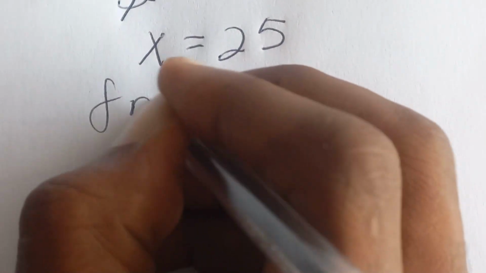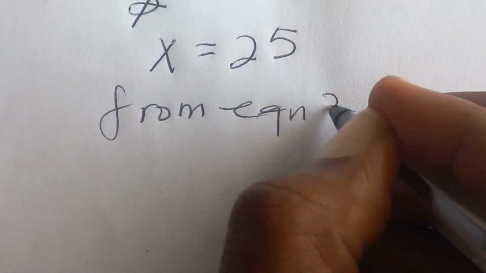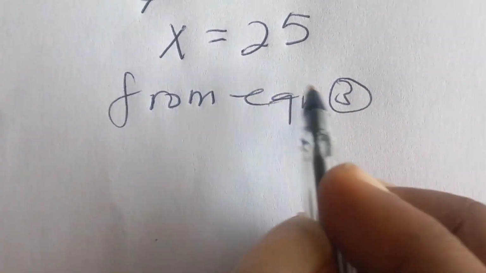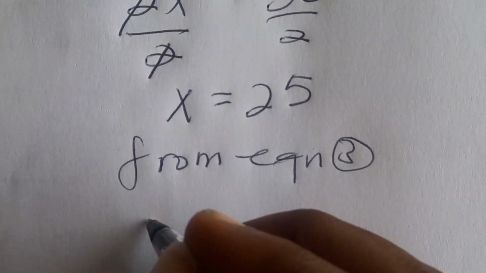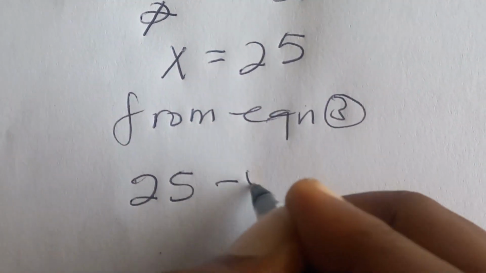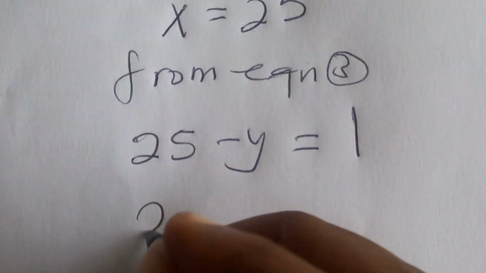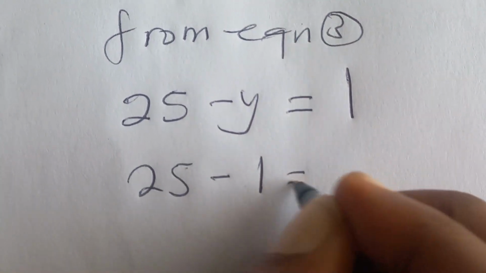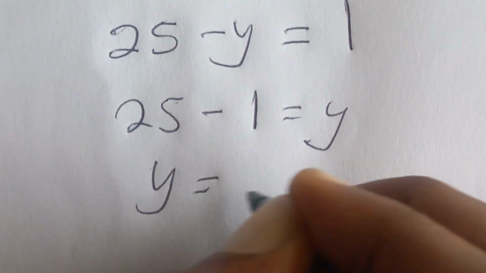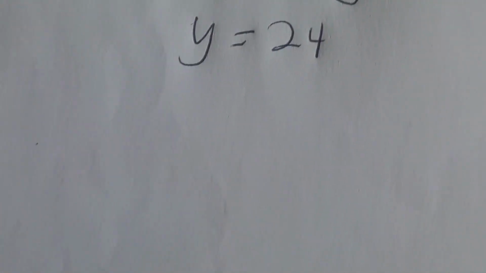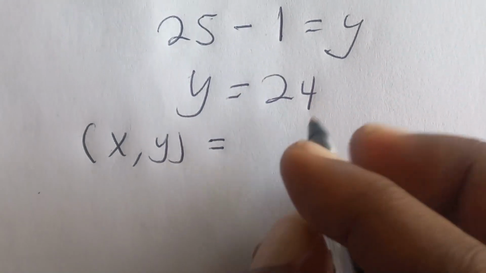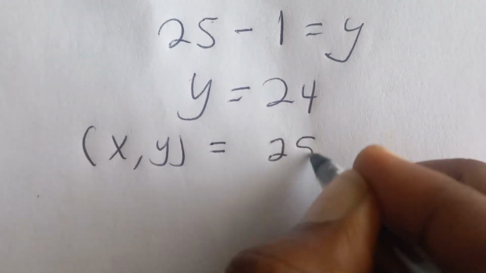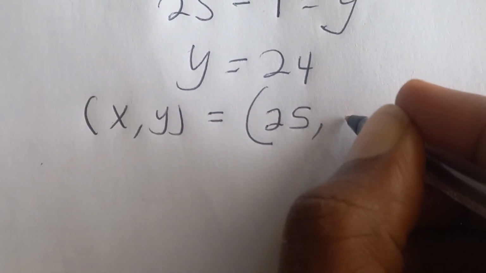So from here, from equation 3, we have x minus y is equal to 1. And x is 25, so 25 minus y is equal to 1. So we get 25 minus 1 is equal to y. So our y is equal to 24. So we have (x, y) is equal to (25, 24).